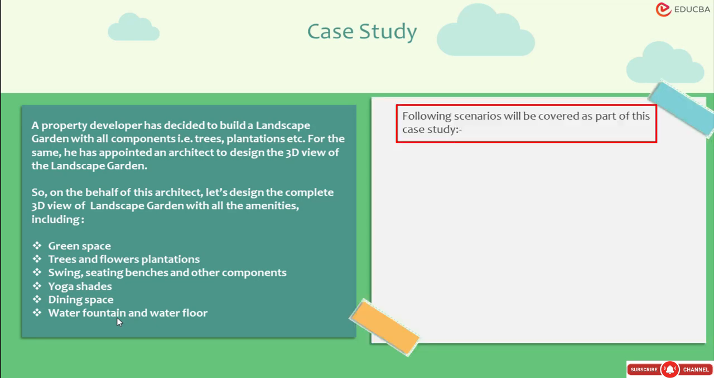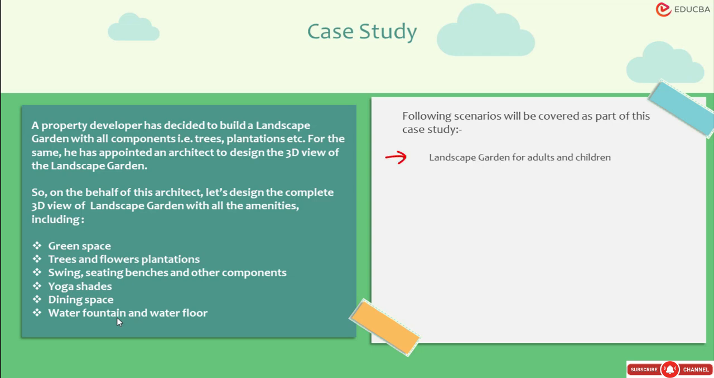The following scenarios will be covered as part of this case study. Landscape garden for adults and children: we are designing the landscape garden for adults and children. Flower plantation and trees to decorate the garden: multiple flower trees as well as plantations we are inserting using components available in SketchUp software. Sitting benches for people.